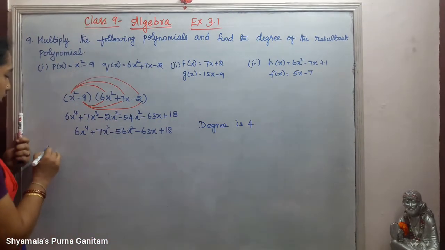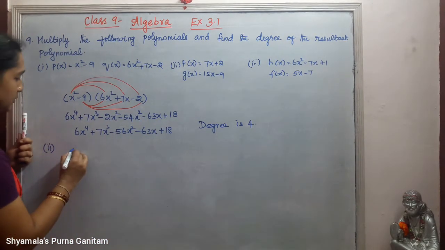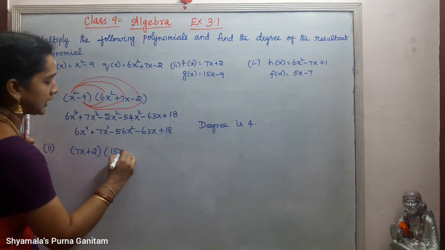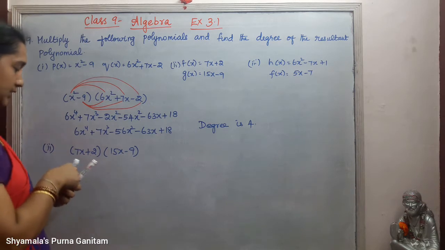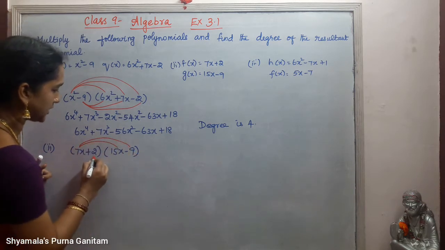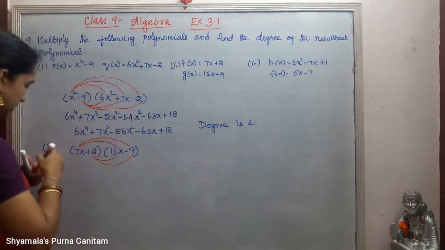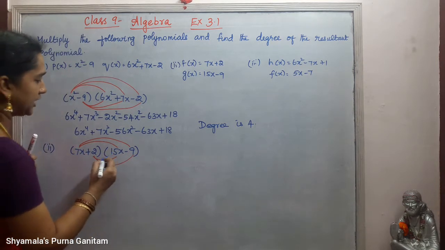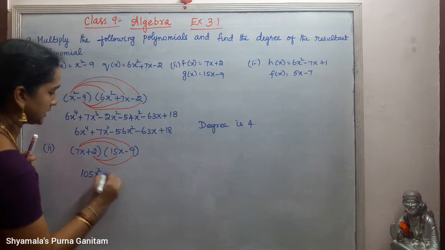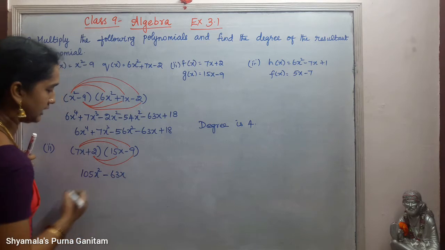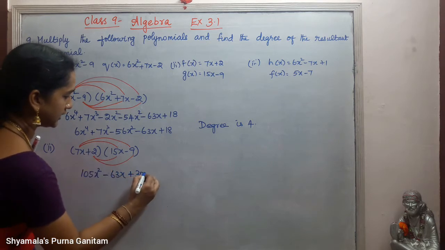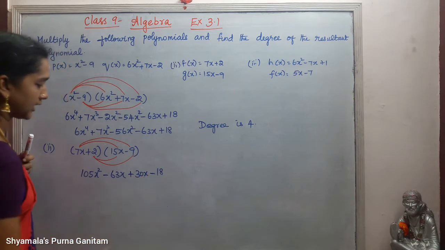Now we will do the second sum. So the second sum is (7x plus 2) into (15x minus 9). The same way, this 7x we will multiply with both the terms and 2 with both the terms. So we will get 15 into 7 is 105, so 105x squared, minus 9 7s are 63x. Then with 2 we will multiply, plus 15 2s are 30x, minus 9 2s are 18.